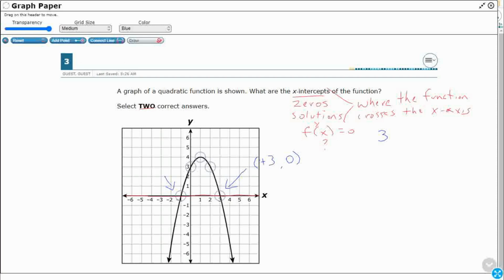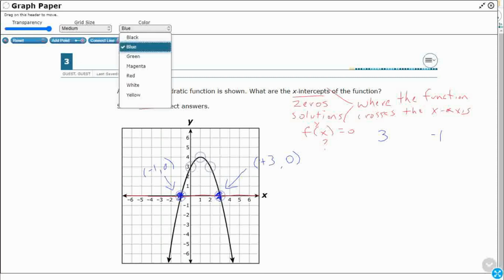We've got this full coordinate pair of -1, 0. But like I said, we'll also sometimes just shorthand call it -1 because we know the y value has to be 0. So those are going to be the two that we're going to select because those are our two x-intercepts. Now, that's not the only thing that we know about this graph.